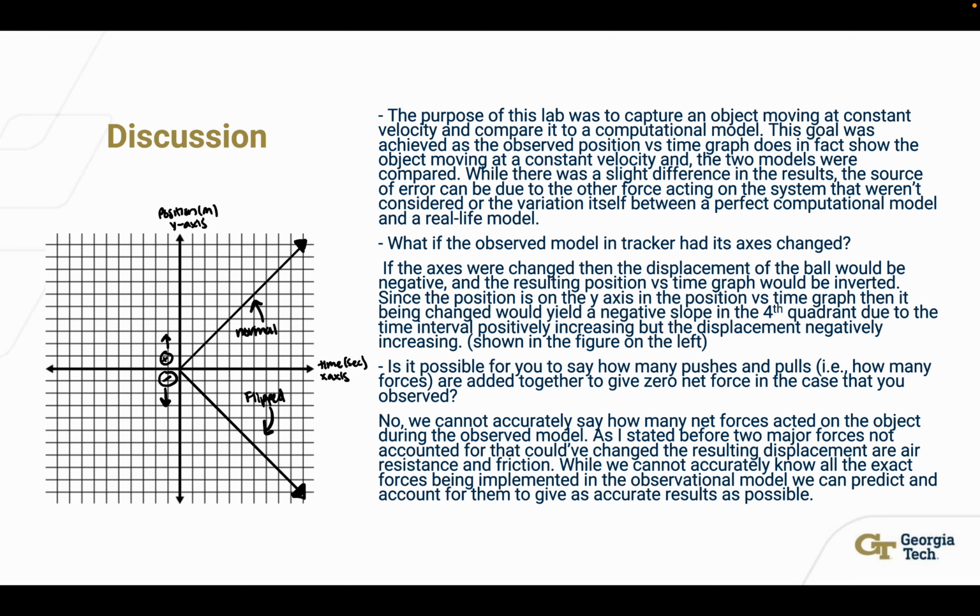A what-if question is, what if the Tracker's axes were changed? That would just mean that the purple axis was flipped, where the x positive was x negative, and that would just lead to a graph on the left here with a negative slope in the fourth quadrant, because you'd still have displacement increasing negatively but time increasing positively.